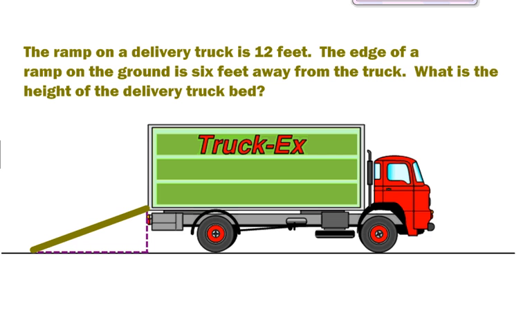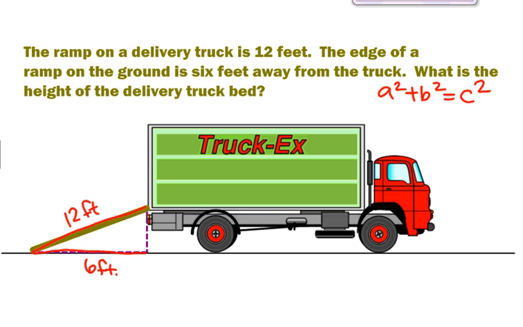Here's another problem where we could use the converse of the Pythagorean theorem. So we're still using that same a squared plus b squared equals c squared. I'm just not going to be solving for c. This says the ramp on a delivery truck is 12 feet. Okay, so this ramp is 12 feet. The edge of the ramp on the ground is 6 feet away from the truck. So on the ground is 6 feet away from the truck.